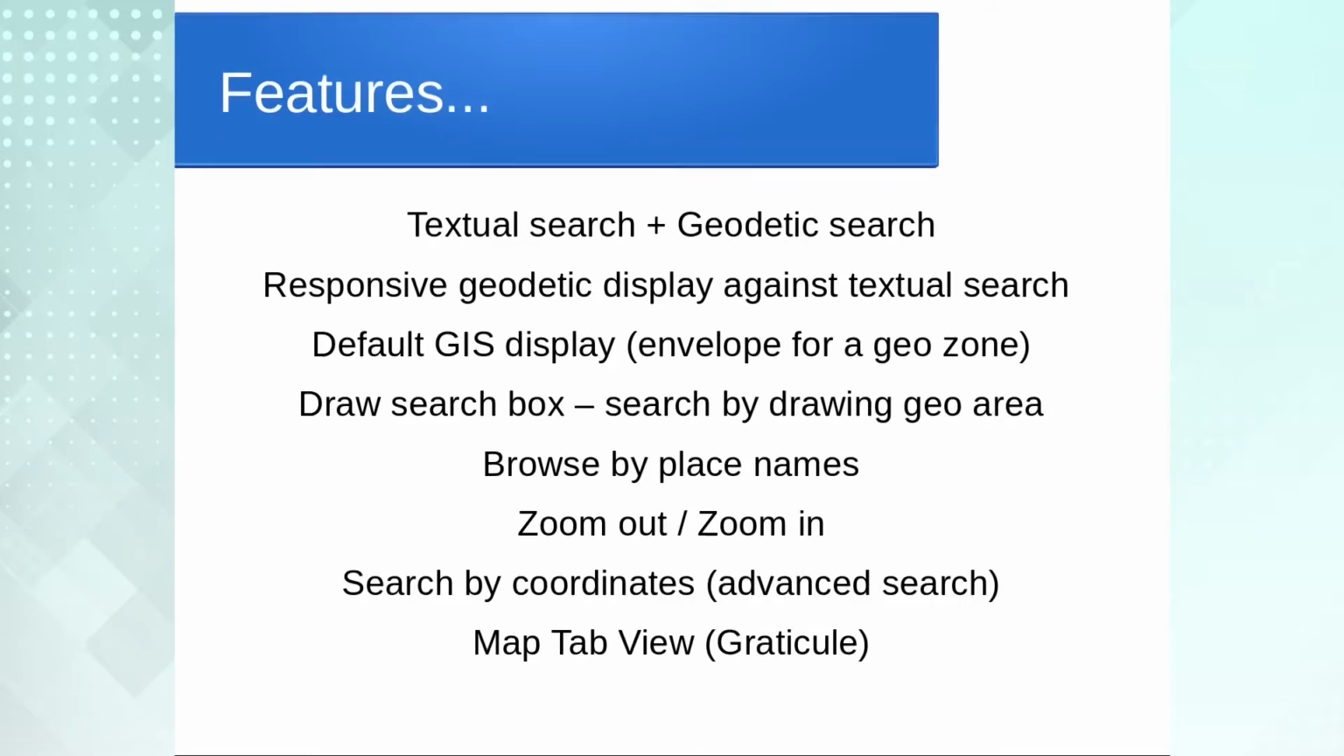It provides a default GIS display by taking India as a whole as an envelope. The user can draw a search box to limit to a particular place. They can browse by place name. They can zoom out and zoom in, and they can also search by coordinates by giving coordinate values. And inside the resource, after retrieval, they can also see the graticule, that means the square field representation of a given map, in the map tab view.